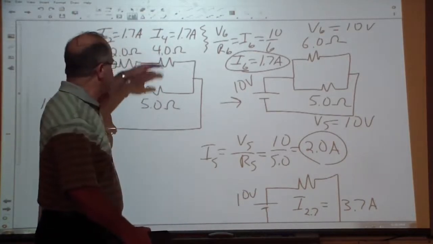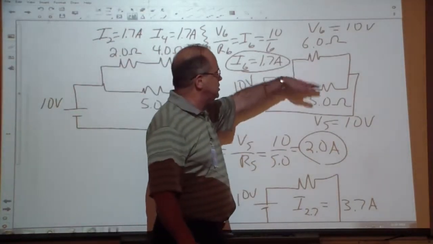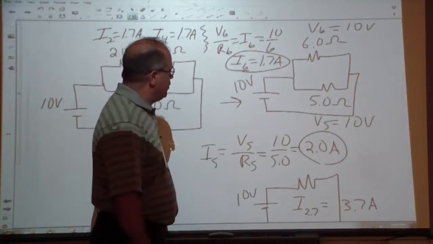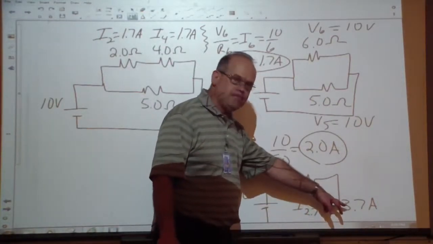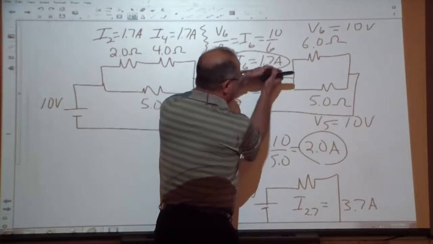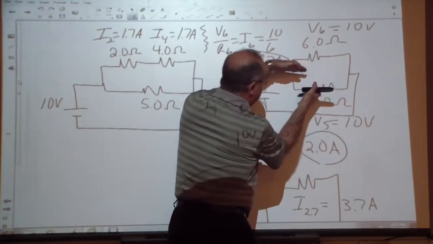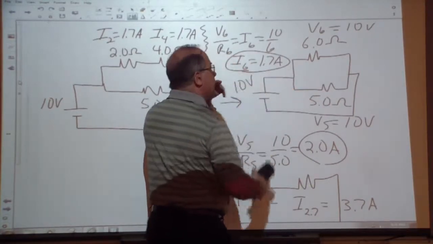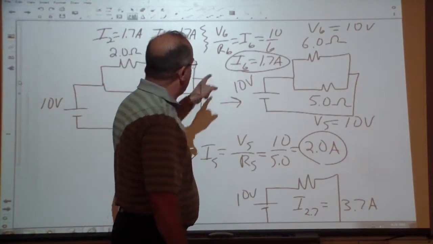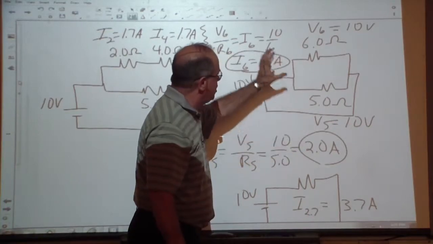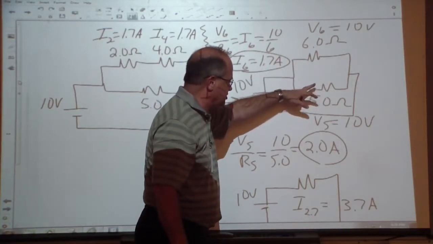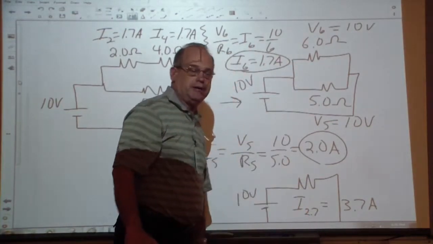By the way, what's a good test to see if I'm correct on my current in this and this? Well, the total current was going to be 3.7 amps, right? The current splits here and then comes back together. So this is the total current here, but these two currents should add up to that current there, the total. So let's make sure that's the case. 1.7 here, 2.0 here. Therefore, this does add to 3.7, which is the total current. It's a good check to make.